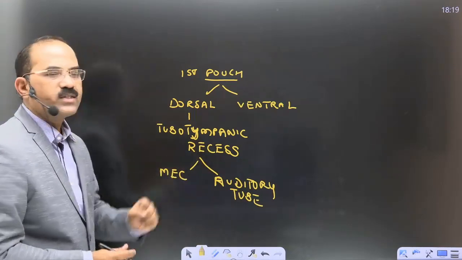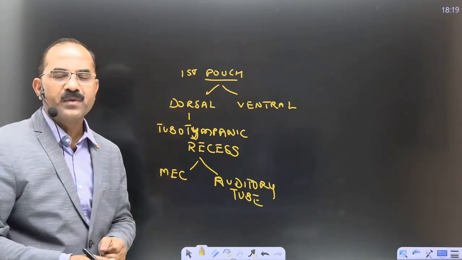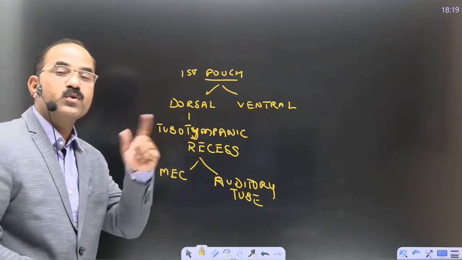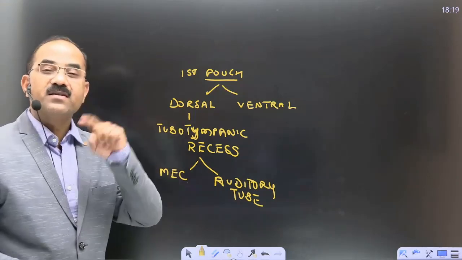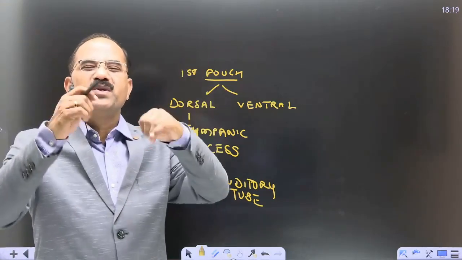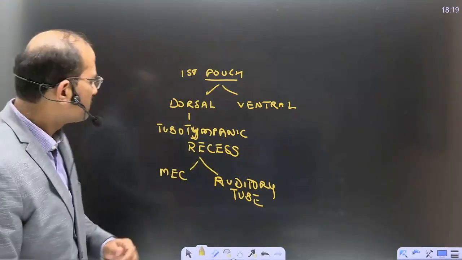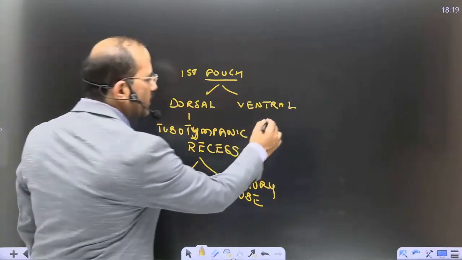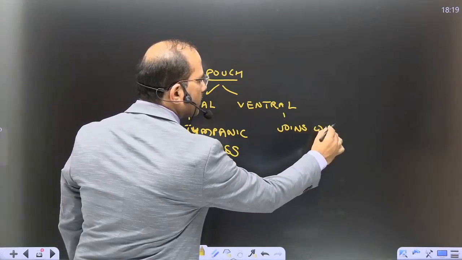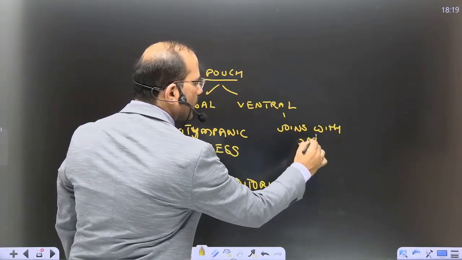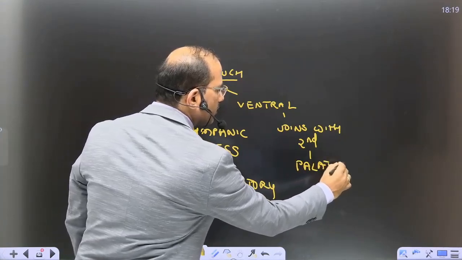And now this Eustachian tube is going to open into the nasopharynx. We have already seen that. The other end of the Eustachian tube is going to communicate with the middle ear cavity. Understand? And this is the same Eustachian tube which goes above the superior constrictor. We have already discussed this, students. I hope this is clear. The ventral joins with the second endodermal pouch to form the palatine tonsil.